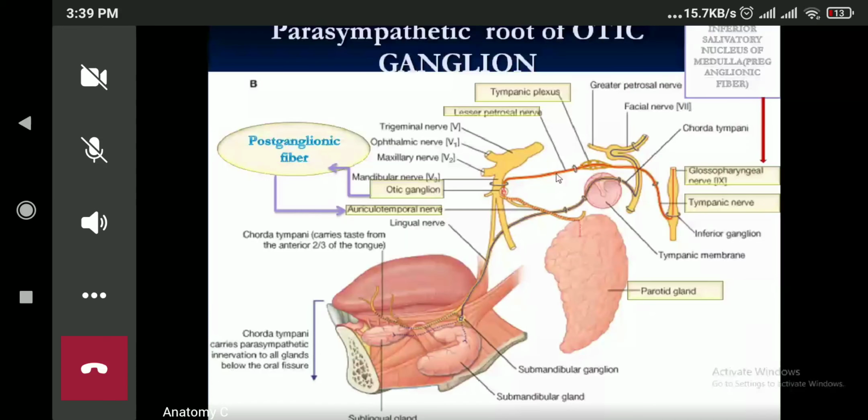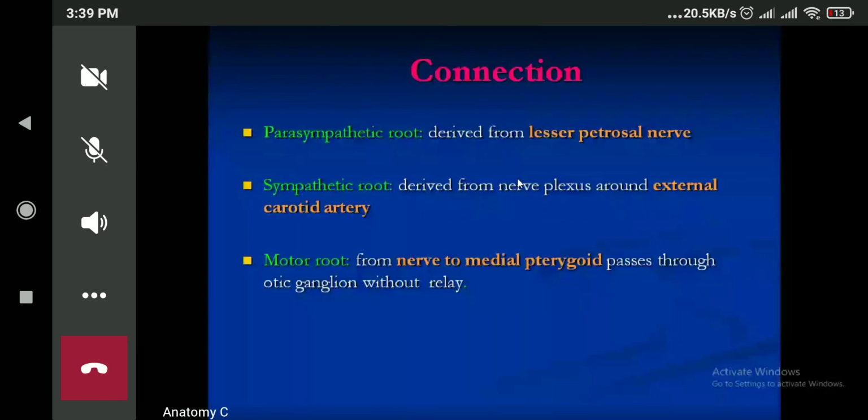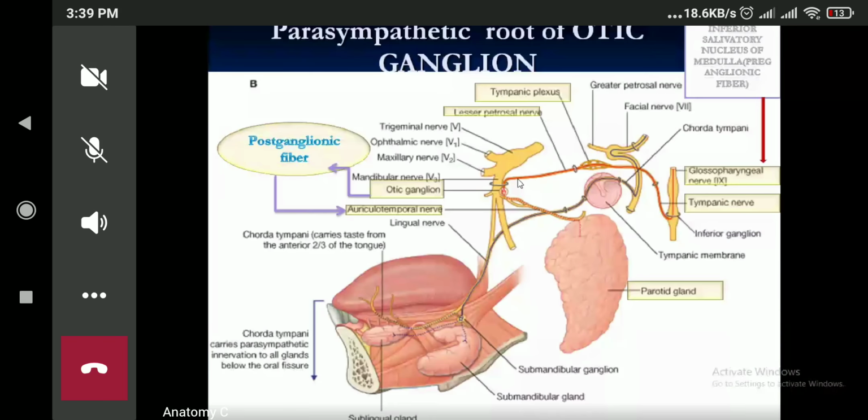This one is the parasympathetic root, and over here we also have the sympathetic root. Now next one is the motor root. The motor root is from the nerve to the medial pterygoid muscle, right? Nerve to medial pterygoid.